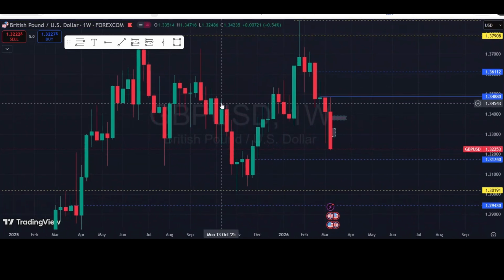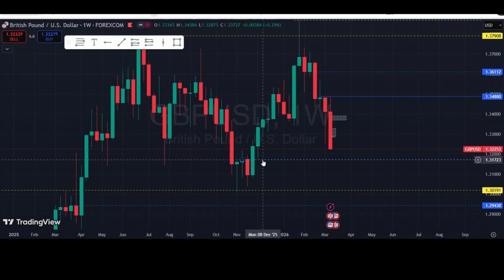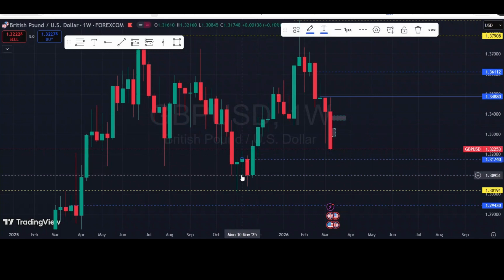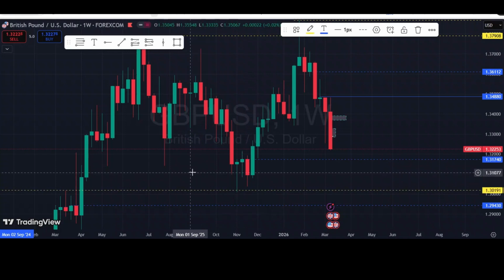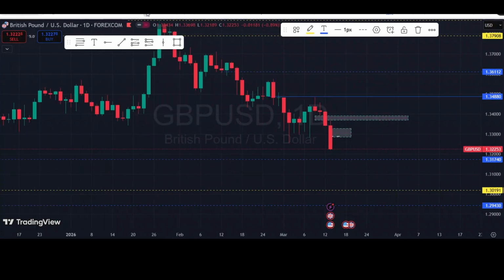So the question now is, what next? Where is the draw on liquidity? If you're watching on this weekly time frame, one of the first draws on liquidity would be this order block at this level, which is the 1.3174. That's the first. If price decided to continue to go down, then we begin to look at the next, which is the 1.3090. If we drop to the lower time frame, on the daily time frame, sorry.